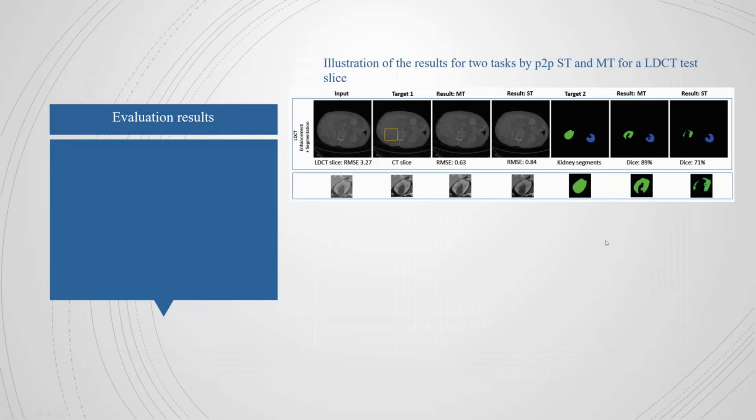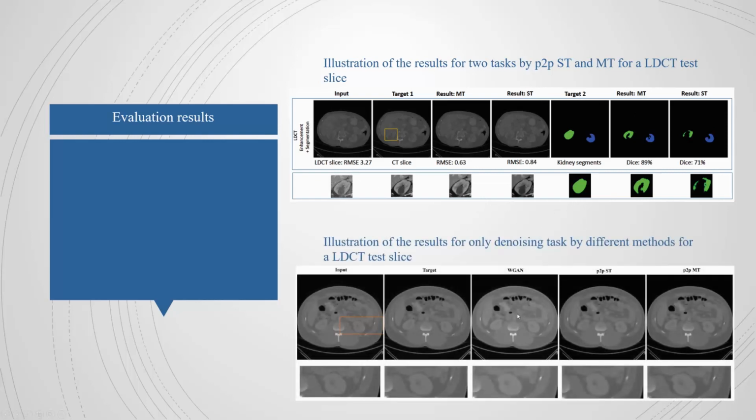In this slide, the top figure shows the segmentation and denoising results by Pix-to-Pix single task and Pix-to-Pix multitask over a low-dose CT test slice. The bottom figure shows the results of denoising tasks by different methods of WGAN, Pix-to-Pix single task, and Pix-to-Pix multitask over a low-dose CT test slice. This comparison clearly shows the superiority of multitask learning over single-task learning.